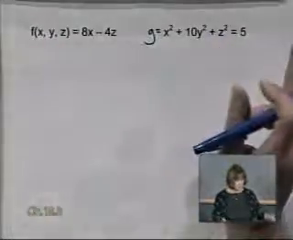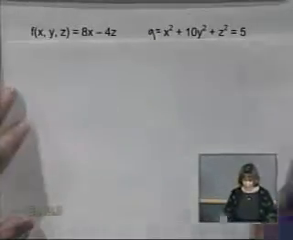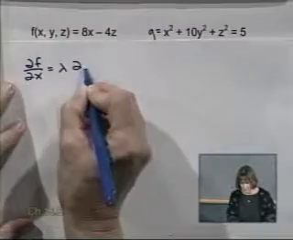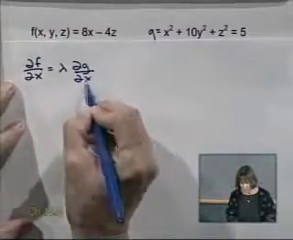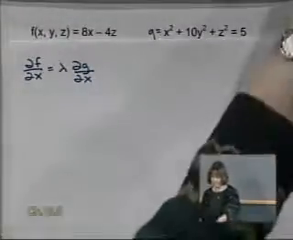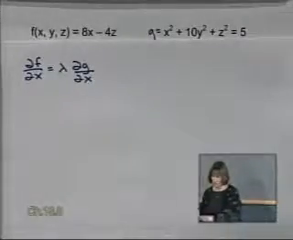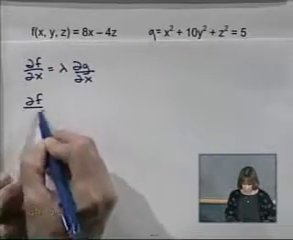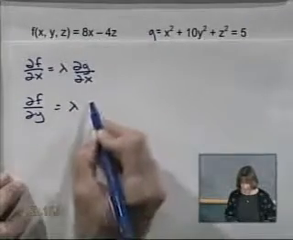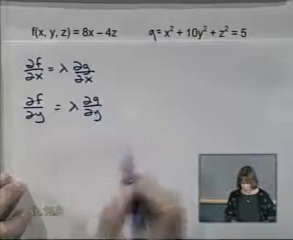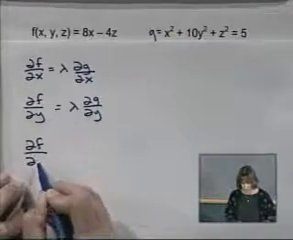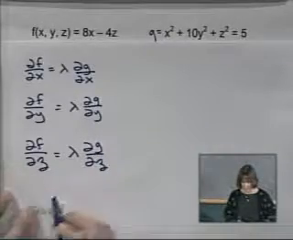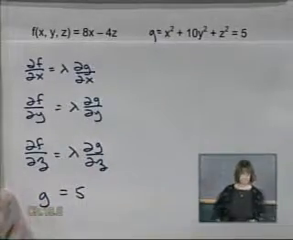All right, now what is my system of equations? Well, we have to have the partial of f with respect to x equal to lambda times the partial of g with respect to x. We also have to have the partial of f with respect to y equals lambda times the partial of g with respect to y. And the partial of f with respect to z must equal lambda times the partial of g with respect to z. In addition, g has to be 5 in this case.